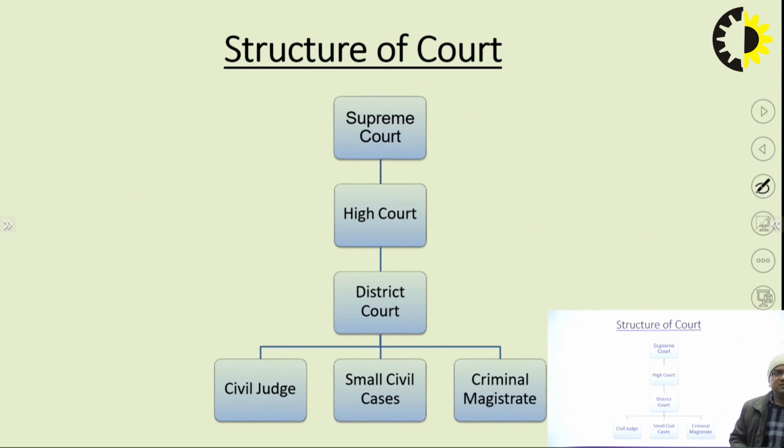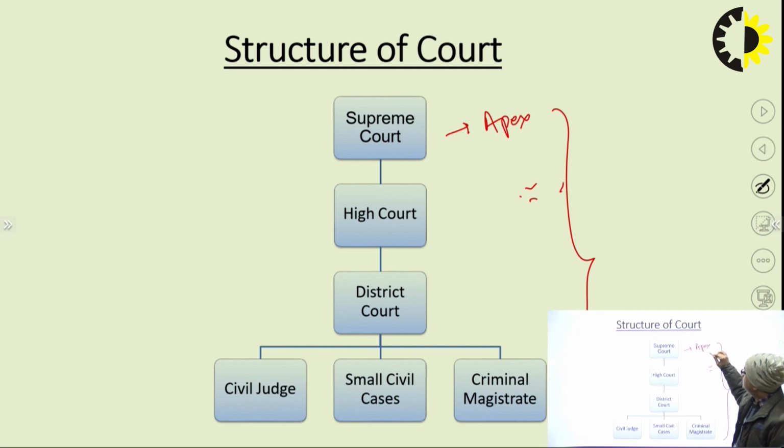Now the next topic, that is the structure of court. In our country, we see that we have an integrated and independent court structure, where at the top we have the apex court, that is our Supreme Court. Then at the lower level we have the High Court, and at the bottom we have the District Court, which is further divided into civil judges, small civil cases and criminal magistrate.